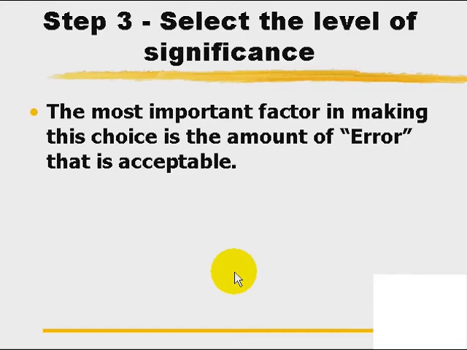Okay, step number 3 is to select the level of significance of what you're trying to test. Or, stating it another way, what is the amount of alpha error that you are willing to accept? So what is the probability that you will commit an alpha error, or in other words, reject the null hypothesis when in fact the null hypothesis is true? So you reject it in error and accept the alternative hypothesis.